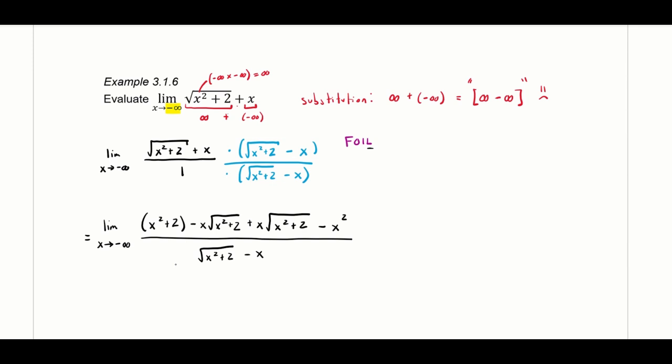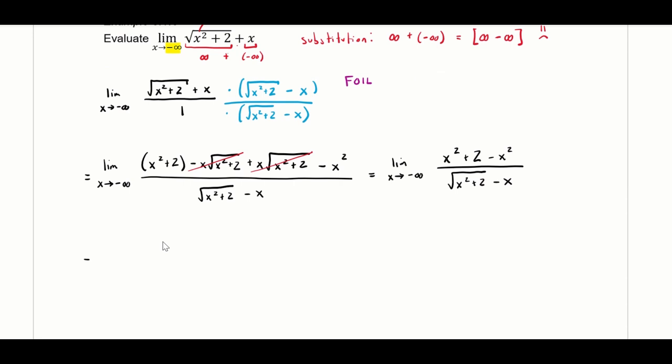Now again, when we're using this technique of multiplying by the conjugate, the numerator gets really complicated looking, but then things are going to start to cancel out. This negative term is going to cancel with this positive term, and we're going to be left with the limit as x goes to negative infinity of what's left. We have x squared plus 2 minus x squared on that numerator, and our denominator is the same, square root of x squared plus 2 minus x.